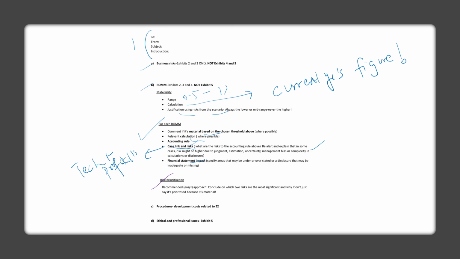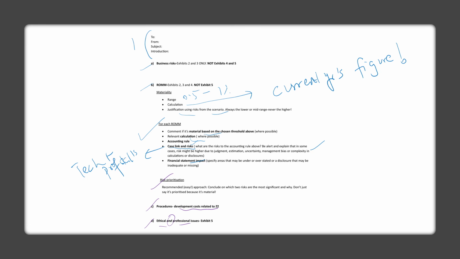I need to identify two significant risks and explain why they have been prioritized. This is the easiest way to get these 2 marks. We'll be applying all of these in a little while. Then I'm going to make sure I write procedures which are only relevant to development costs of Z2, and I am going to explain ethical and professional issues using Exhibit 5.